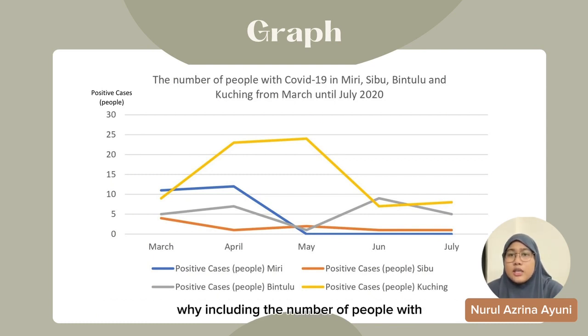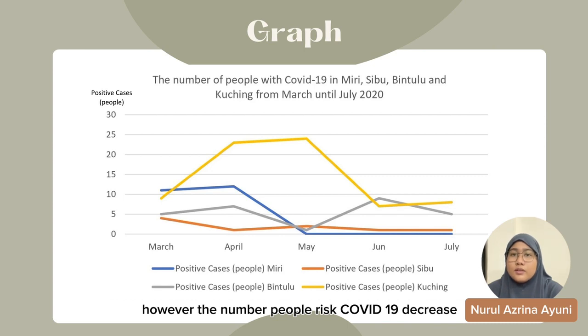While in Kuching, the number of people with COVID-19 started at 9 in March and increased dramatically to 23 people in April, then the graph continued to rise gradually to 24 people in May. However, the number of people with COVID-19 decreased sharply to 9 people in June and decreased gradually to 8 people in July.